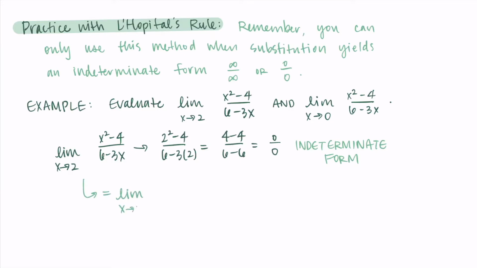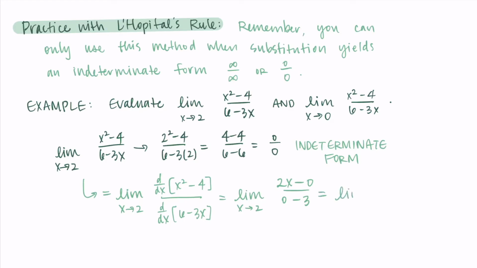So I take the derivative of the numerator and divide it by the derivative of the denominator, still with that limit. Now I have the limit as x approaches 2 of 2x minus 0 for the derivative of my numerator, and then 0 minus 3 for the derivative of my denominator. If we simplify that up, I'm really looking at the limit as x approaches 2 of 2x over negative 3. So I've done L'Hopital's rule, and now I have something new that I can find this limit of. I substitute in 2, I'm getting 2 times 2 divided by negative 3, so I'm getting negative 4/3, and that's the solution for my limit.